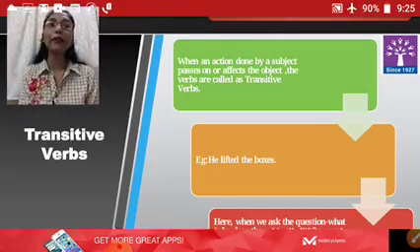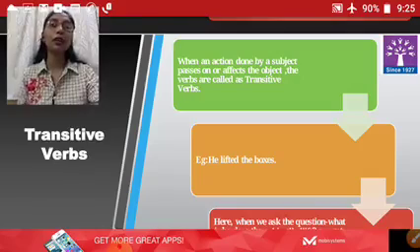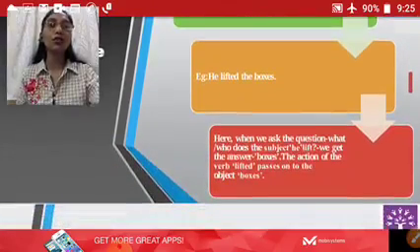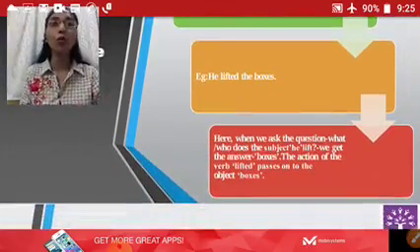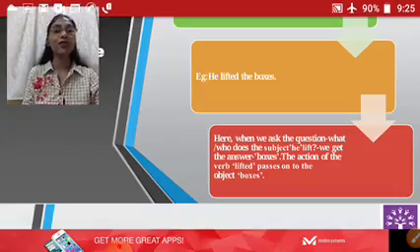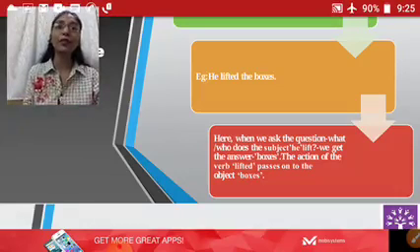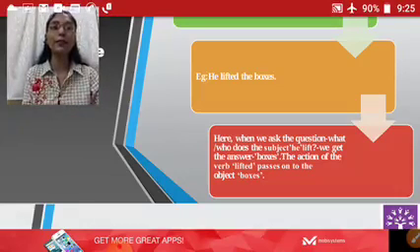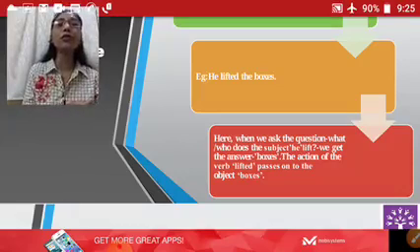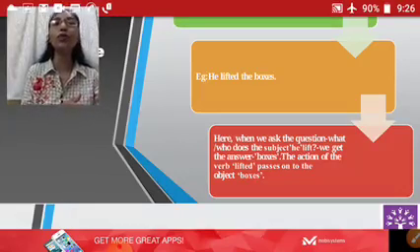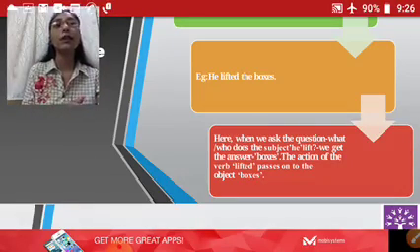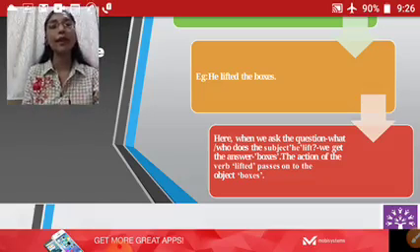Example, he lifted the boxes. Here we ask the question, what does the subject he lift? We get the answer, boxes. The action of the verb lifted. Now lifted is the verb in the sentence. When the action of the verb lifted has passed on to the object boxes, that verb will be considered as a transitive verb.